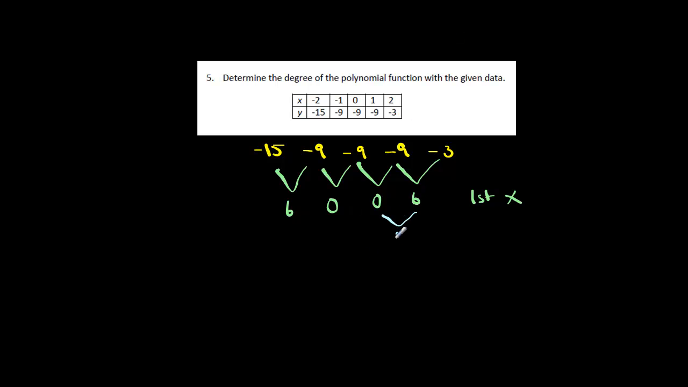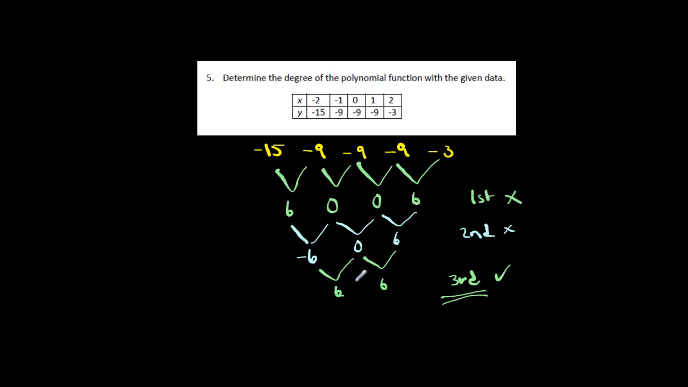6 minus 0 is 6. 0 minus 0 is 0. 0 minus 6 is negative 6. It's not a second degree polynomial either. 6 minus 0 is 6. 0 minus negative 6 is 6. So it's a third degree polynomial because it came out to be the same number.